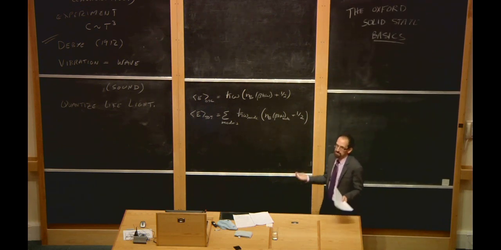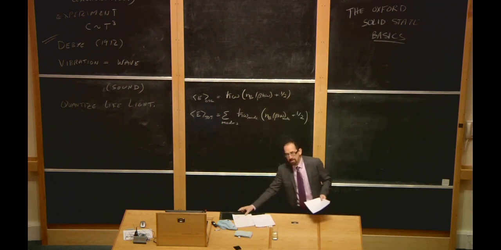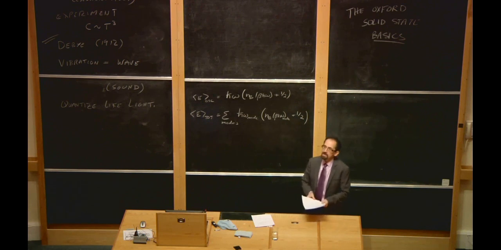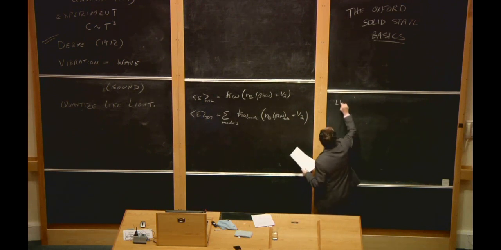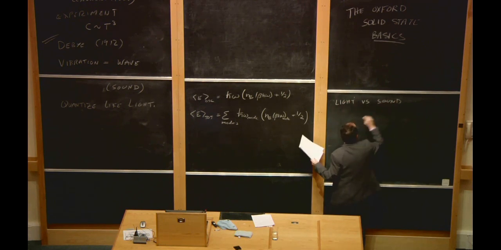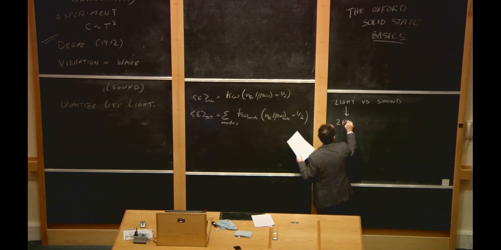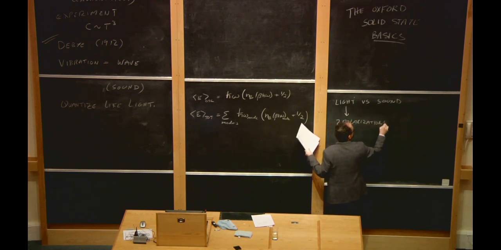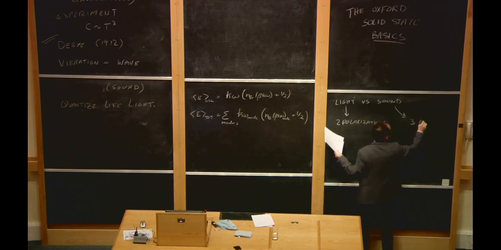One way is that light is, of course, a lot faster than sound, but that's only a quantitative difference. There are some more qualitative differences that we're going to have to deal with, and one in particular, light versus sound, is that light has two polarizations, and sound has three polarizations.